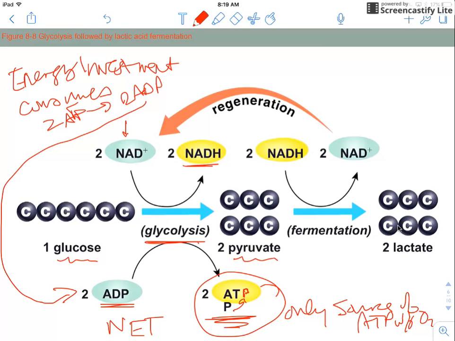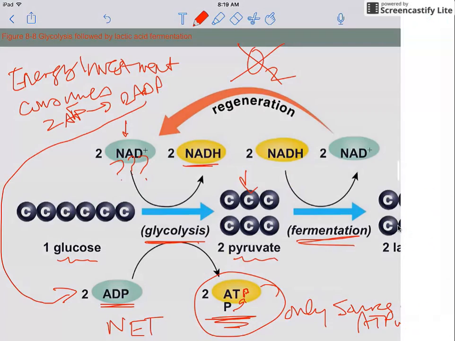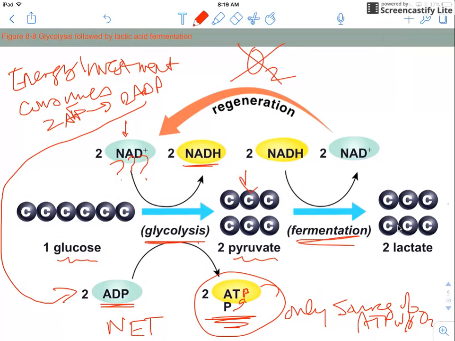However, we need to figure out a way, how am I going to get my NAD+? So in the absence of oxygen, no O2, the pyruvate are shuttled into fermentation. If you're doing lactic acid fermentation, the end product is lactate. We don't really care about lactate. It really does nothing exciting.